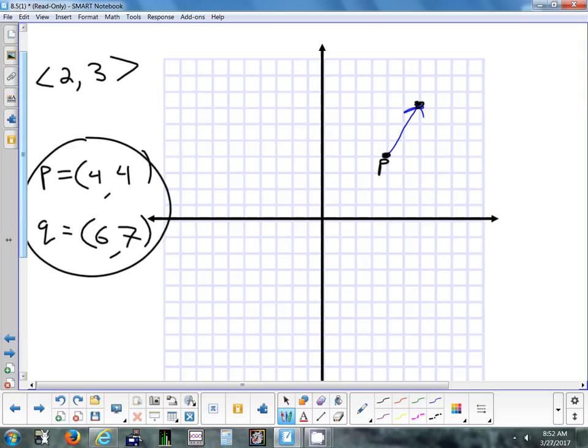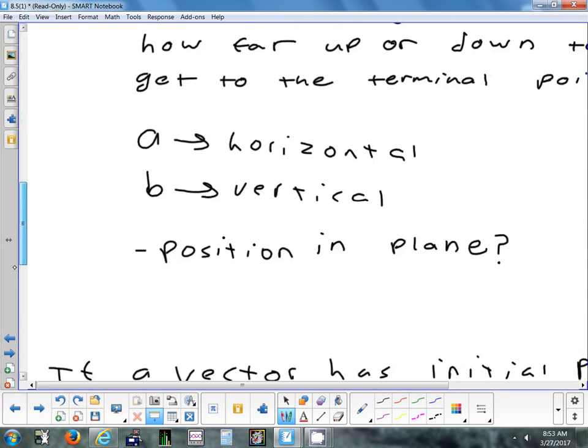So if all you were given were those 2 points, and they didn't give you the picture, how would you convert these coordinates into the vector? We already know the answer. It should be 2, 3. Can you be more specific? Subtract P from Q. Yeah. Take the terminal coordinate minus the initial coordinate. And that'll convert it into a vector. Okay, just by subtracting.